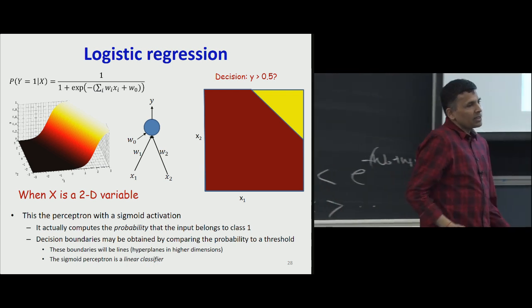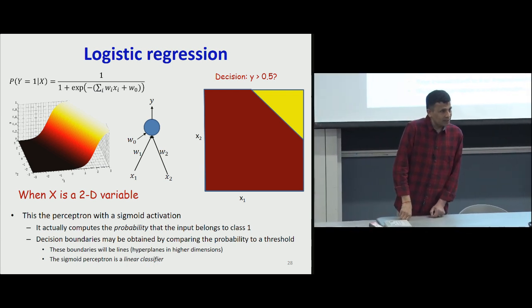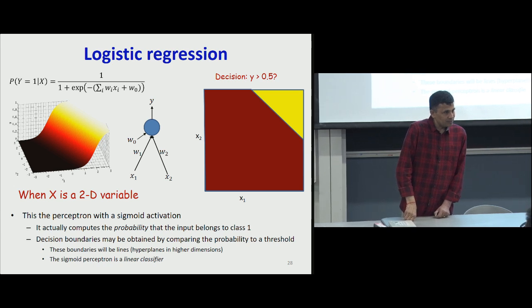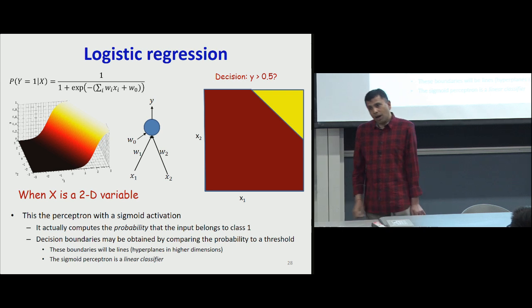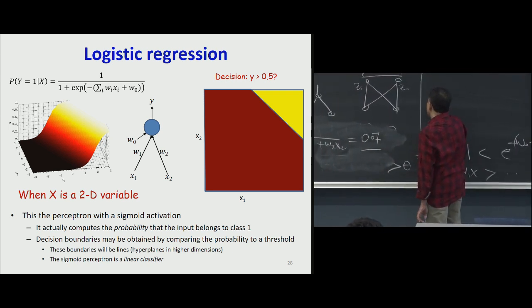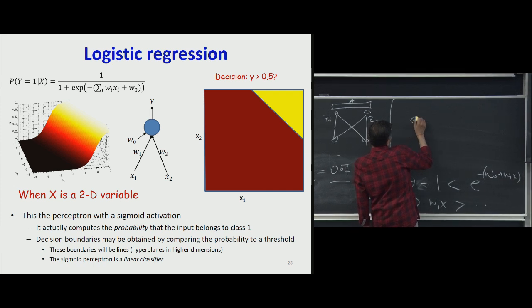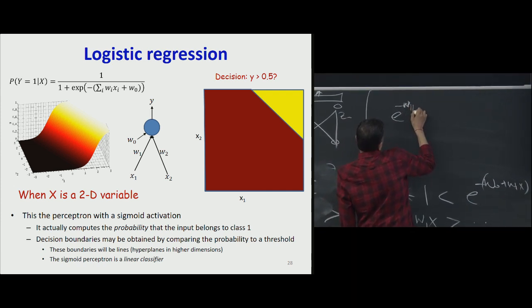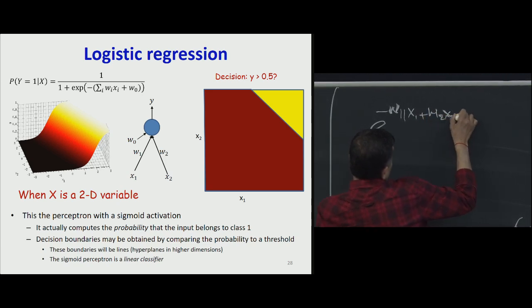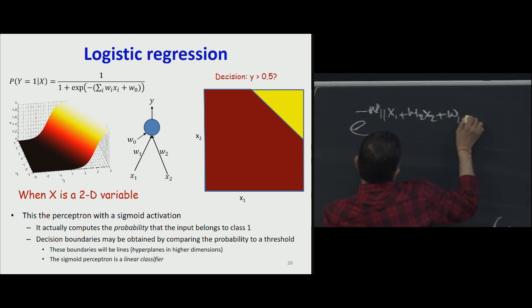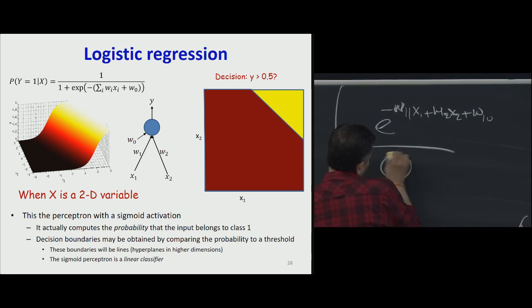So can you tell me the relationship between the softmax and the logistic, just by inspection? It's multi-class logistic regression. In fact, this is exactly the same. If you have two classes, the softmax is going to give you e raised to minus (w11 x1 plus w12 x2 plus w10) divided by whatever normalization term.